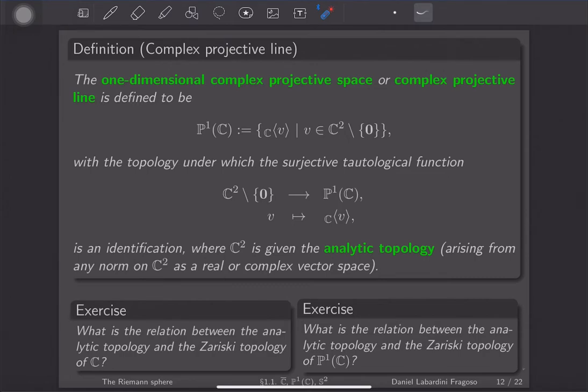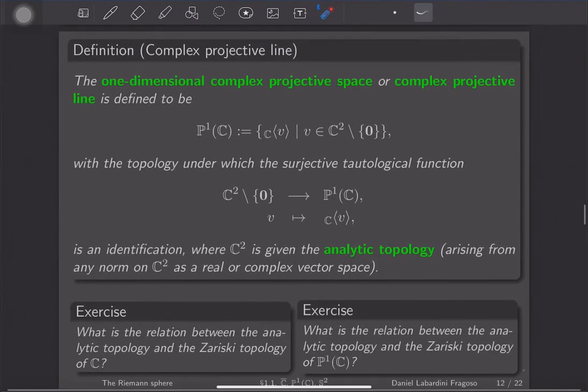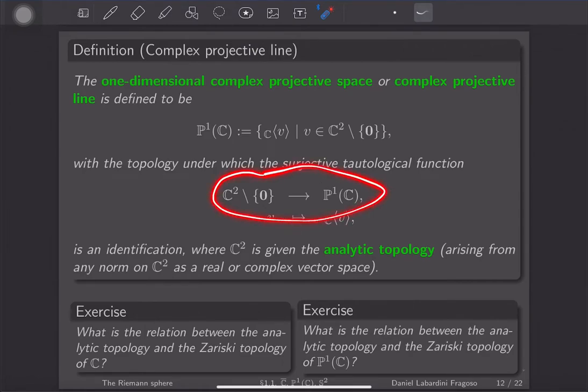Has everyone seen the notion of identification in topology? When a function is an identification? I'm not sure. No? Okay, so the way we topologize this is the following. First of all, we want it to be continuous, because it's a natural map.